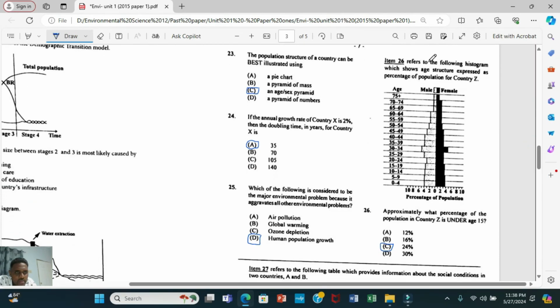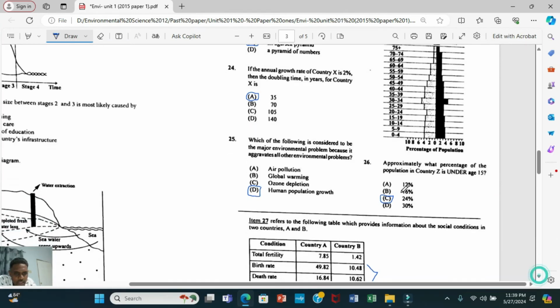26. Item 26 refers to the following histogram, which shows age structure expressed as percentage of population for country Z. Of course, approximately what percentage of the population in country Z is under age 15? Of course, the answer is C, 24%.